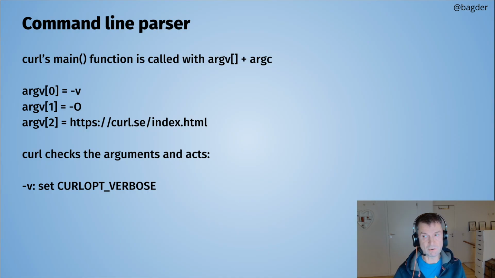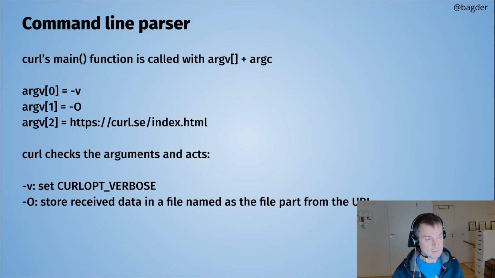In most cases, it just converts them over to a libcurl option or activity. So for example, if -v is used, V for verbose, then it means that it'll set the CURLOPT_VERBOSE option in libcurl. And -O means store whatever data we get in a file named locally using the same file name as is used in the URL.